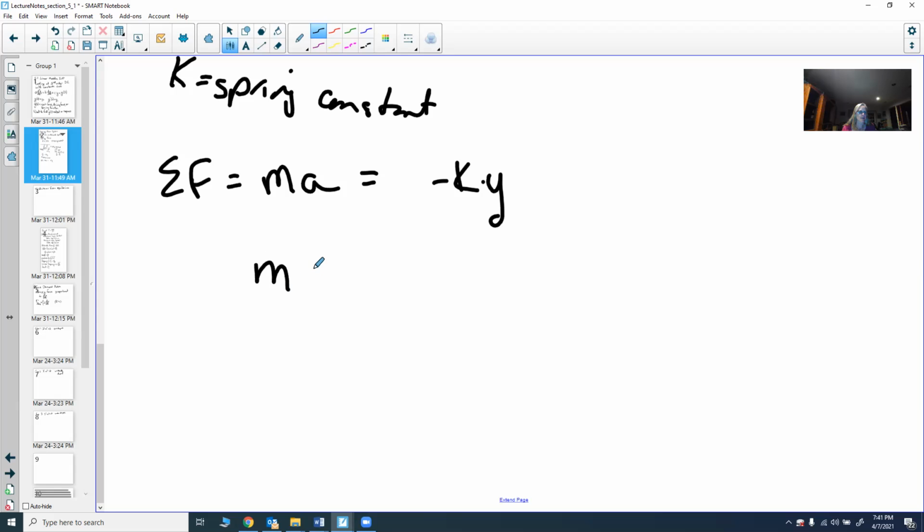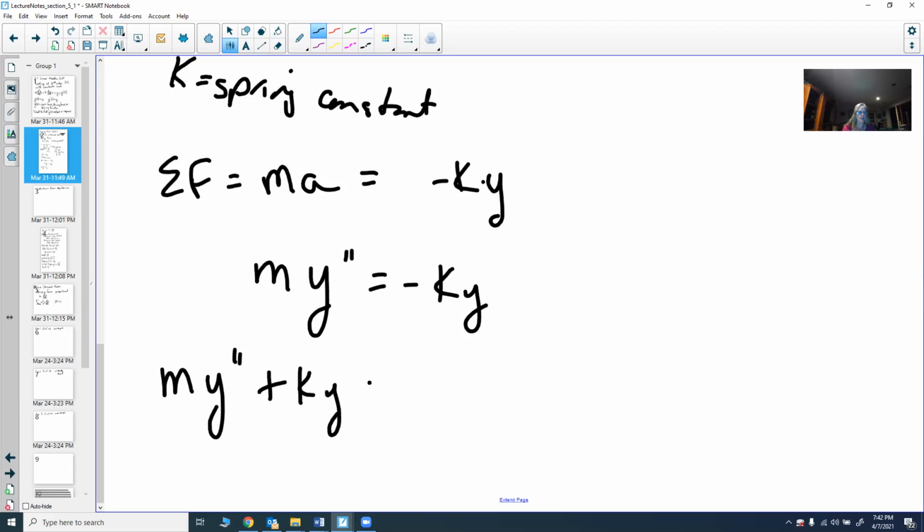Acceleration is the second derivative of your position. So M times Y double prime is equal to minus K times Y. So here's my differential equation: M times Y double prime plus K times Y equals 0. And that is our differential equation. And then we can go ahead and solve that differential equation quite easily.